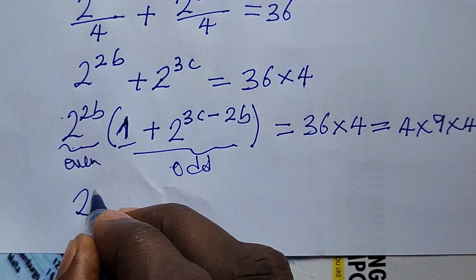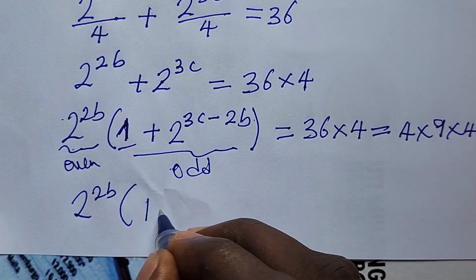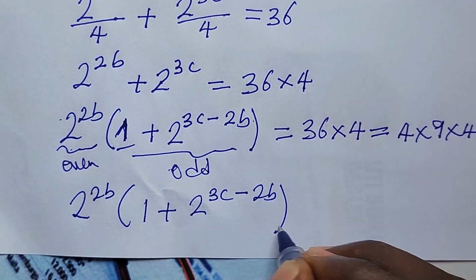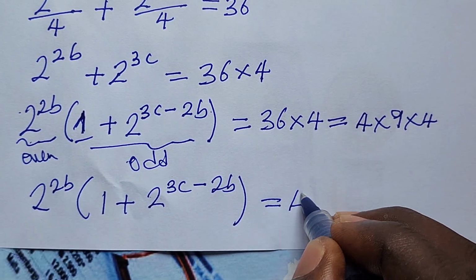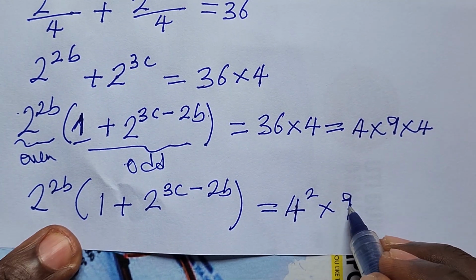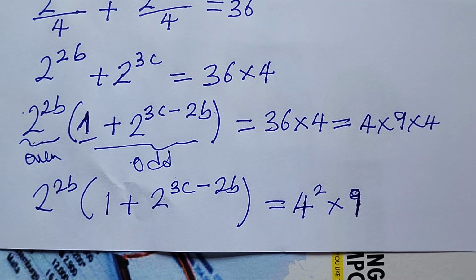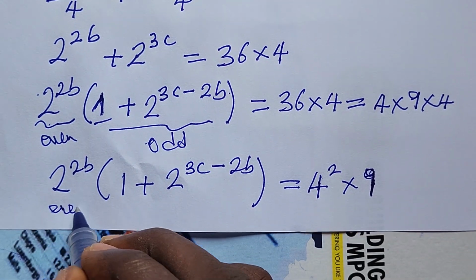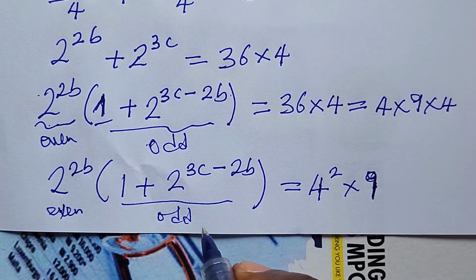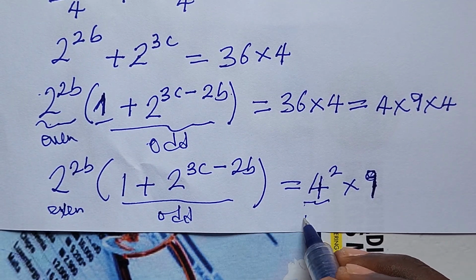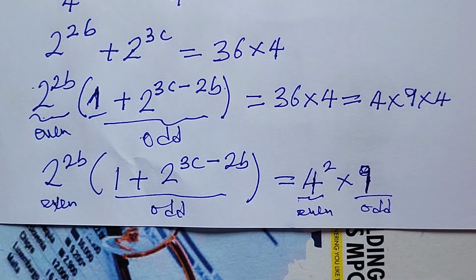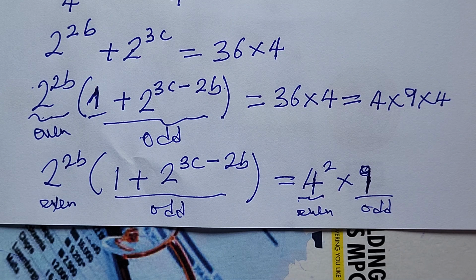So we're going to have 2 to the power of 2b, bracket, 1 plus 2 to the power of 3c minus 2b, close bracket. This is equal to 4 to the power of 2 times 9. Okay, let me write this now very well. So we now have here this to be even, then here we now have this to be odd. Then on this side we have this to be even, and here we have this to be odd. All right, so let's equate even to even, odd to odd.